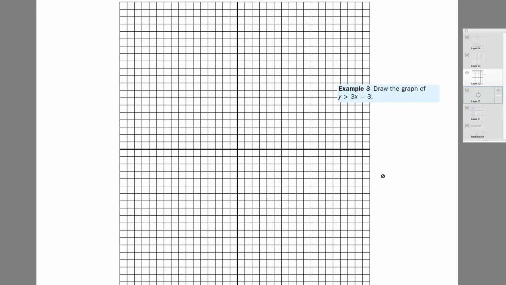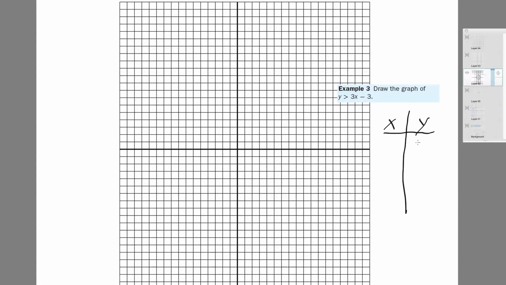Okay, let's draw another graph. And this is a little bit more complicated. Draw the graph of y is greater than 3x minus 3. Well, we know because it's y is greater than but not equal to, the boundary line is not included. Therefore, we're only going to draw it as a dashed line. But it's still useful in this case to do our xy table to find out where the boundary line is.